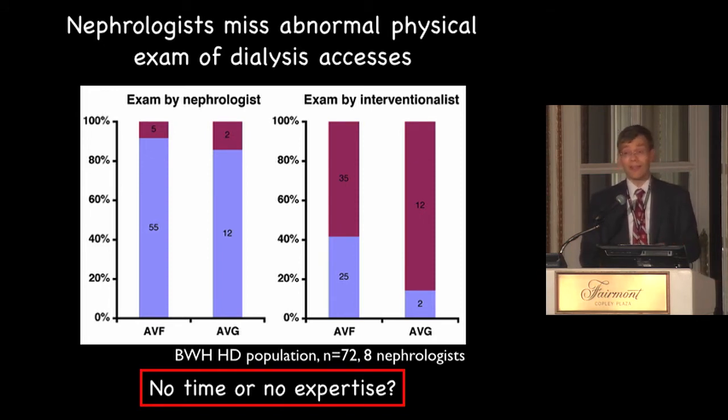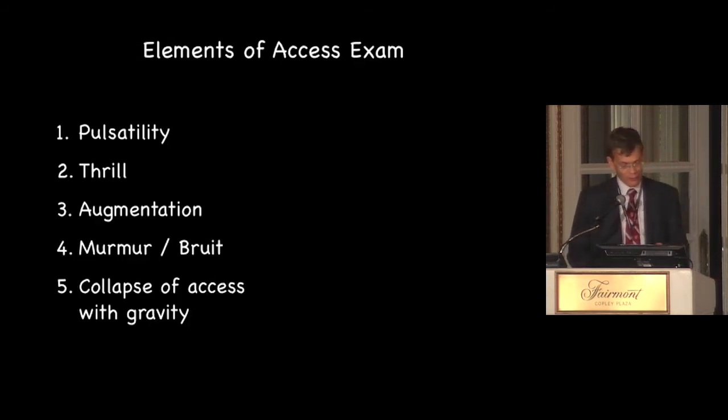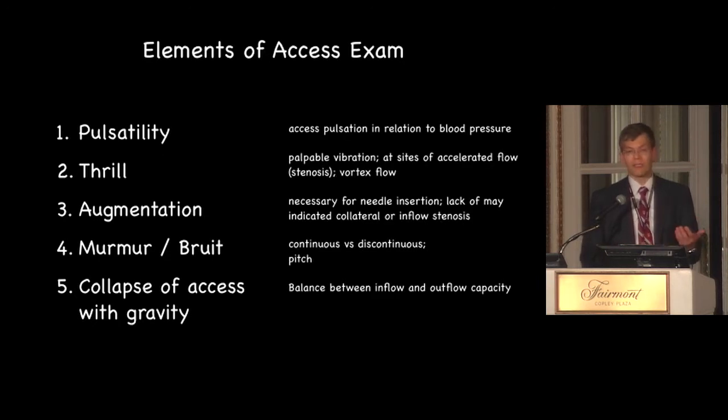When you walk out of here today, you'll hopefully have the expertise, or the tools to acquire the expertise. So there are 5 elements of the access exam that I would like you to appreciate and possibly practice as you go along. It's the pulsatility, which is a measure of the pressure in the access with each heartbeat. There's a thrill, which is typically a transferred turbulence that is physiologically present at the transition from artery to vein at the anastomosis, but is also present at every site of stenosis along an access.